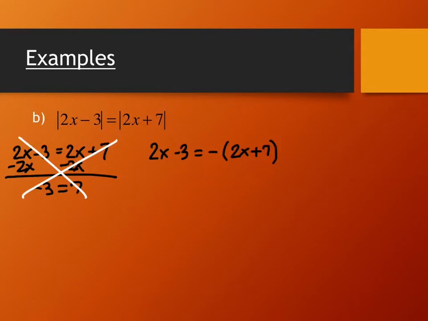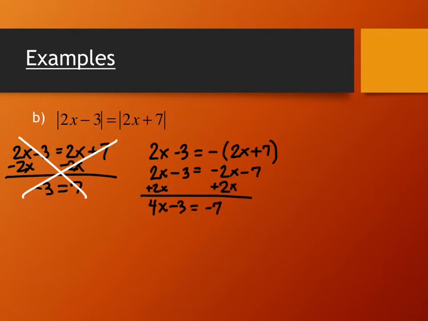On the other one, I'm going to distribute the negative through. So I have negative 2x minus 7. I'm kind of a fan of making x's positive, so I'm going to add my 2x on both sides if you guys are good with that. So I have 4x minus 3 equals negative 7. What would I do next? Add the 3. So 4x equals what? Negative 4. And then divide by 4, right? So what does x equal, at least potentially? Negative 1.